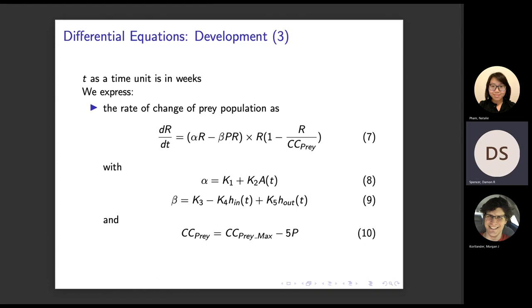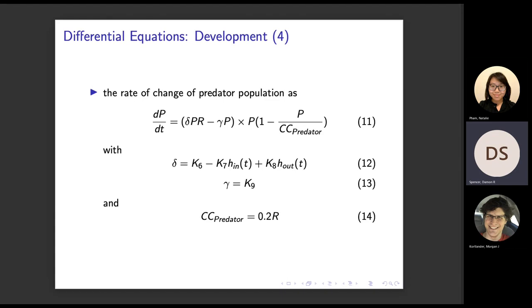Our time unit t is in weeks, and we express the rate of change in prey population as dr over dt equals alpha r minus beta p r times r(1 minus r over the carrying capacity of prey). Alpha increases as A of t increases, and beta decreases as H in increases and increases as H out increases. The carrying capacity of prey is the maximum carrying capacity minus 5 times the predator population. Next slide.